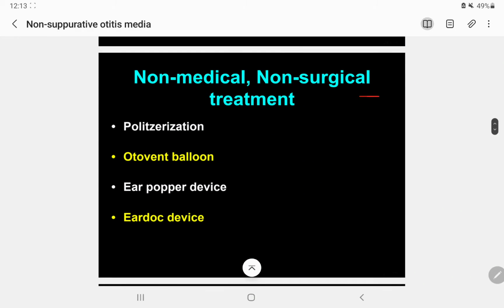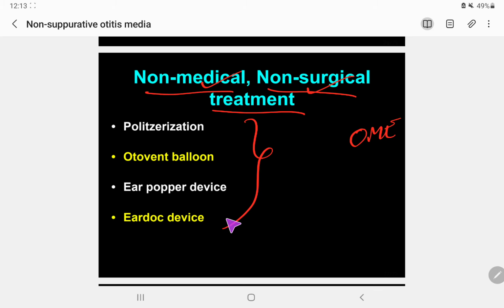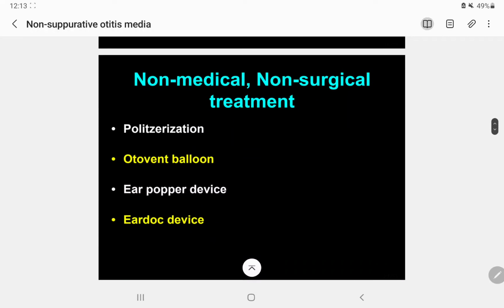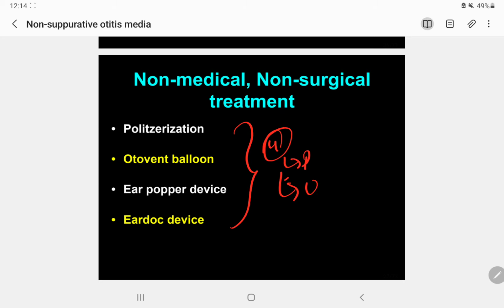So there are some non-medical or non-surgical treatments for otitis media with effusion, right? So no drugs, no surgery involved, but we can still treat otitis media with effusion to some degree, right? So it can also include the Valsalva maneuver, right? Okay, so first one is politzerization, another one is Otovent balloon, another is ear popper device, and the other is ear dock device. Okay, so it is broadly classified into four categories.